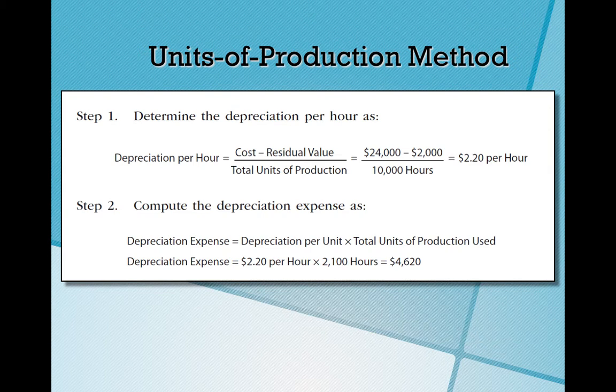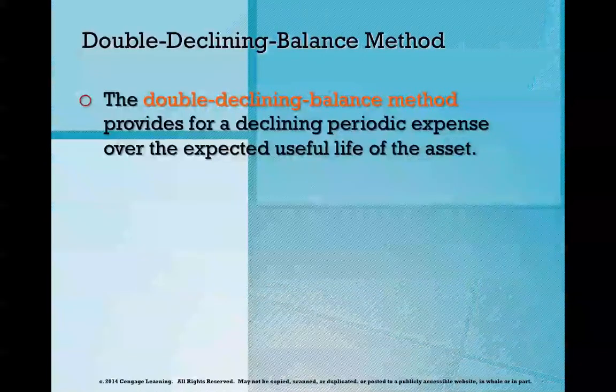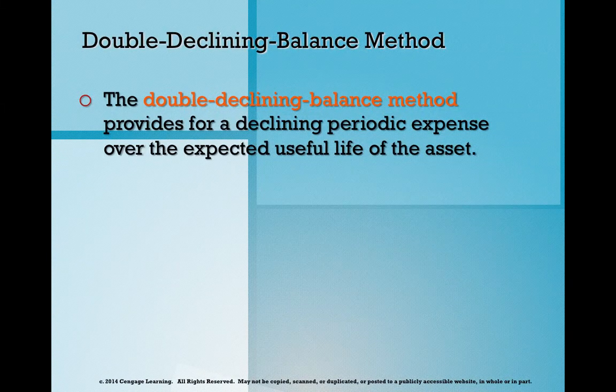So basically, I guess I might have misstated in the previous example, we expect this asset to be good for 10,000 hours. In the first year, we're going to use it for 2,100 hours. And so in the first year, I get expense of $4,620. Okay, let me get out of that mode.